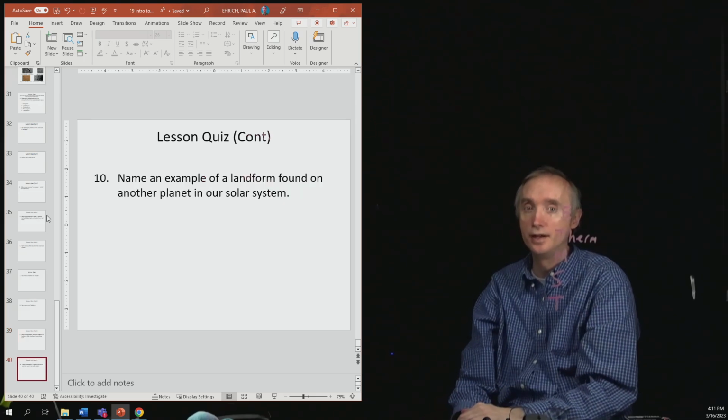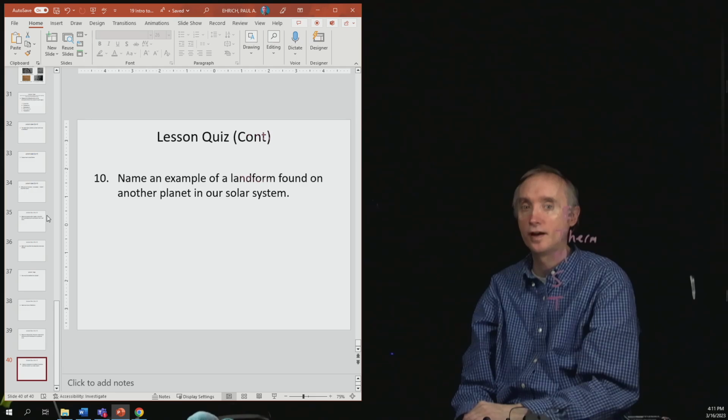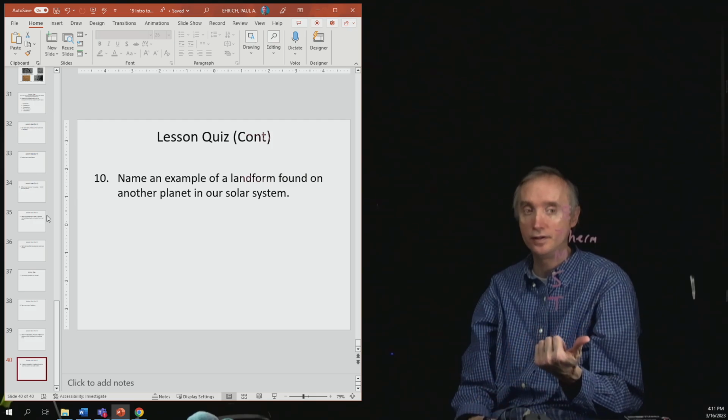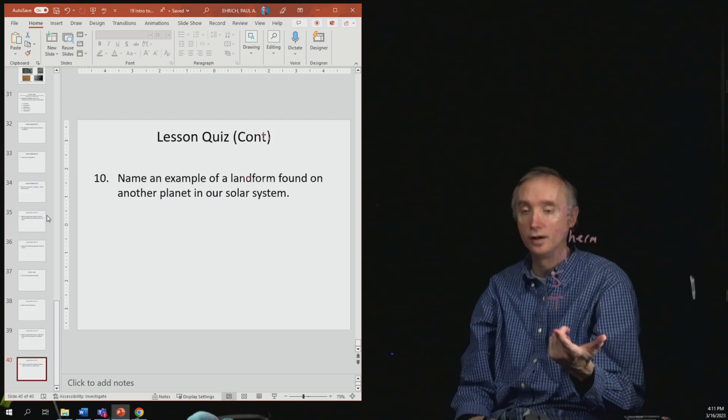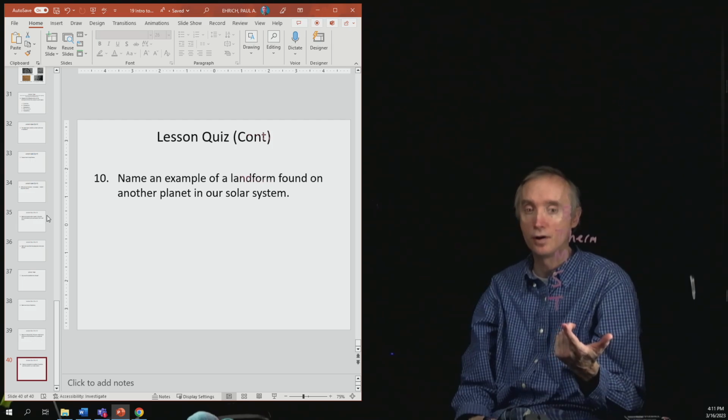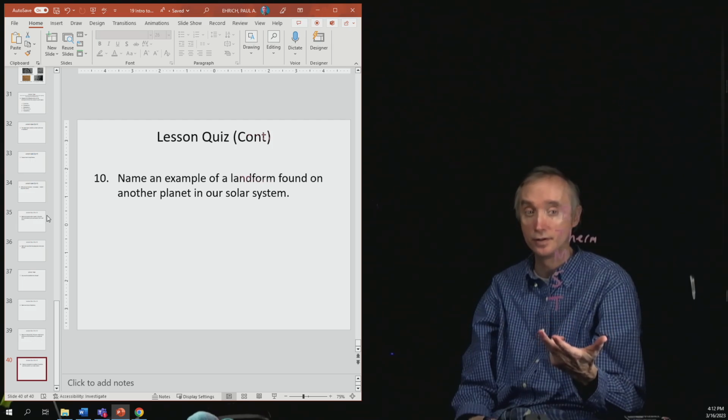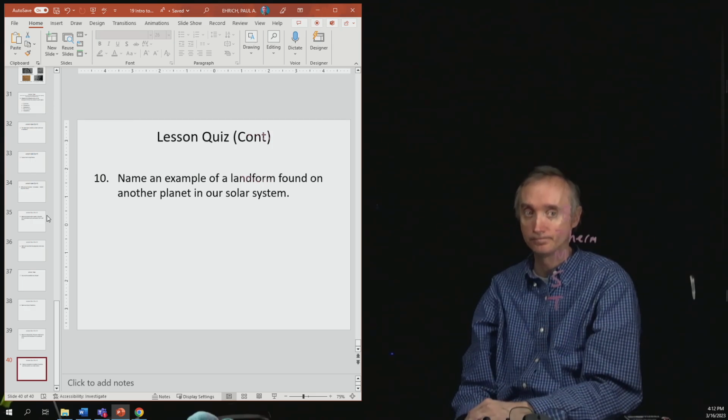And then number 10, name an example of a landform found on another planet in our solar system. So we talked about the dikes on Venus. We talked about the landslide on the moon. We talked about on Mars, it was the dry river channels. And on Pluto, it was ice mountains.